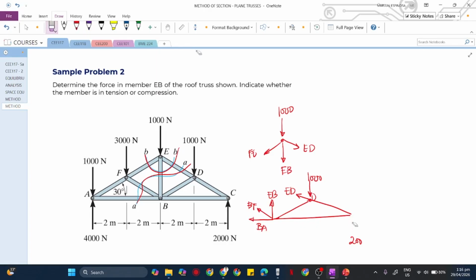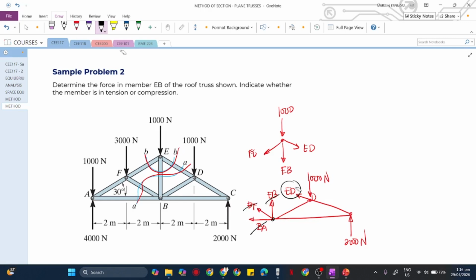So where do you think we should take the moment to get ED? Where do you think, class? At B, sir. Okay, we can take the moment at point B because these unknowns will have no moment, so only ED will have a moment.